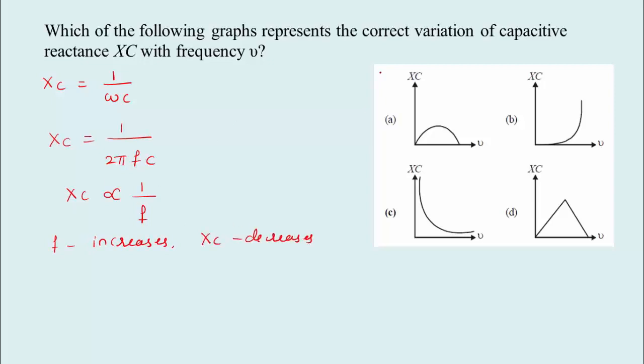Now observe the graphs here. In the first graph, it is increasing, then at a certain point it starts to decrease. It is not correct. In the second graph, it is continuously increasing. No, it is also wrong. Coming to the third graph, it is decreasing. Yes, as frequency goes on increasing, XC goes on decreasing, because both are inversely proportional, so option C is the correct graph.